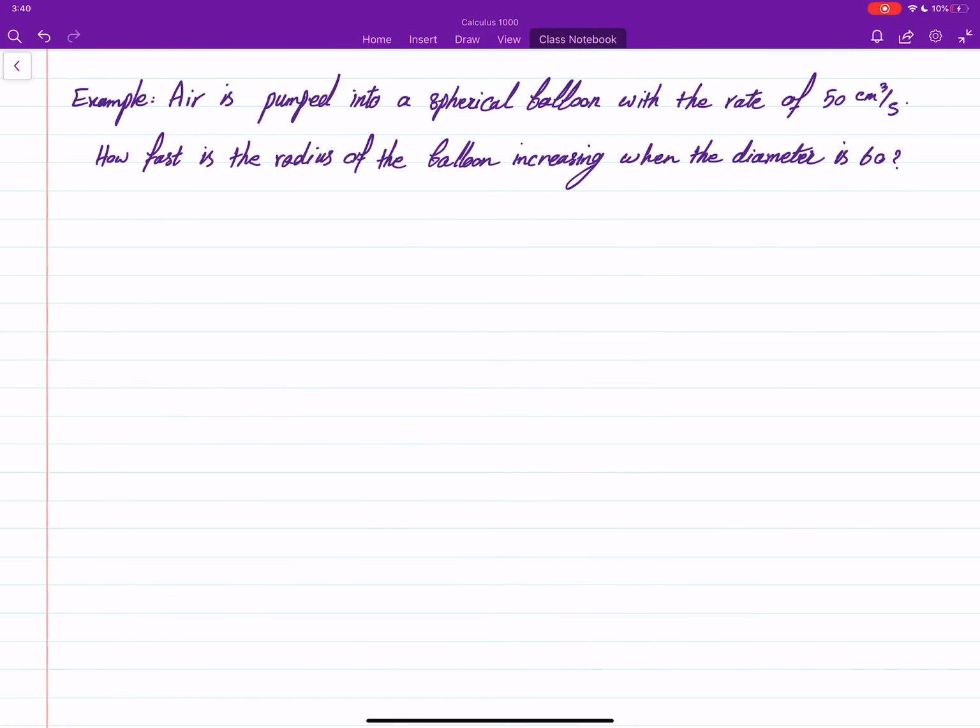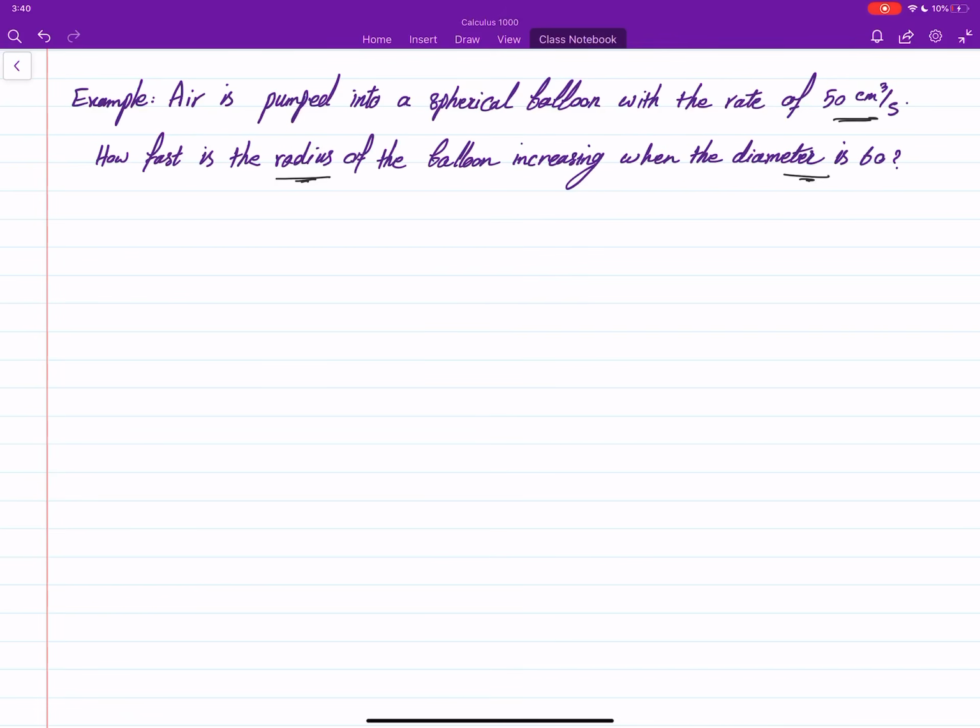Okay, let's do an example for related rates. Here we have a spherical balloon. Air is pumped into it at a rate of 50 cubic centimeters per second, and the question is: find the rate of increase of the radius when the diameter is 60.